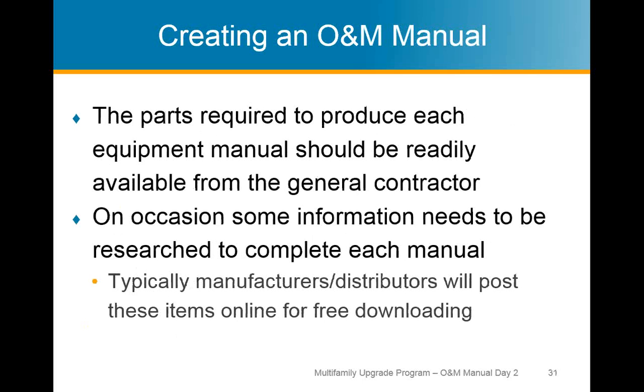So the parts required to produce each equipment manual should be readily available from the general contractor if you don't already have it on site. And again, this can come from the web if you're not having any luck with the general contractor. You can dig up the manufacturer's information and call the manufacturer to try to get it, but there are ways to get this information in nearly all cases. But obviously there are exceptions that will fall through the cracks, and so the idea here is just to put your best foot forward in terms of having all the information readily available and on hand.